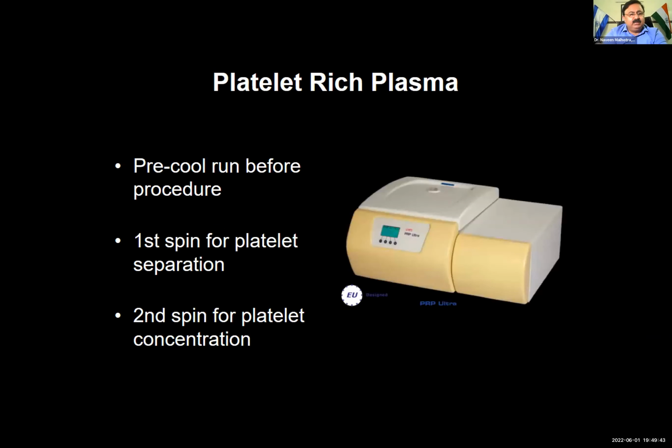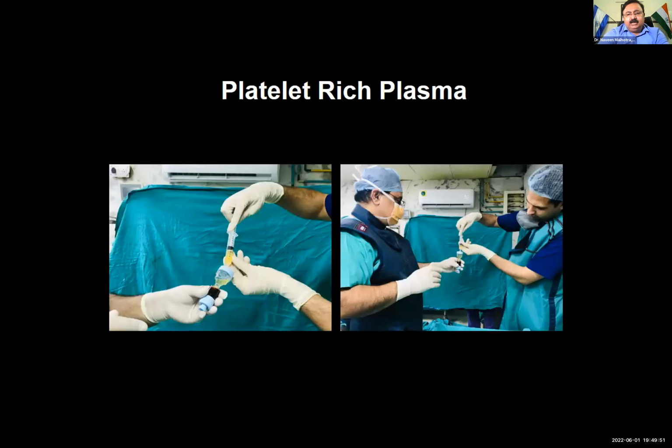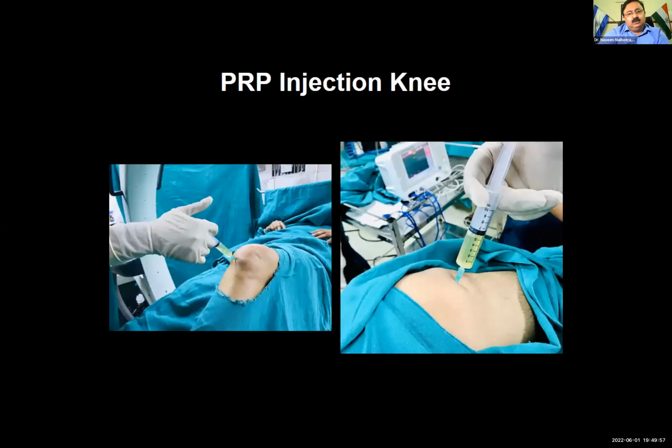Typically there are different machines available where you pre-cool it. The first spin is for platelet separation and the second spin is for platelet concentration, and there are dedicated kits for that. It is done in an absolutely sterile environment, and you inject it under vision and ensure that the drug spread is going into all the compartments of the knee joint.